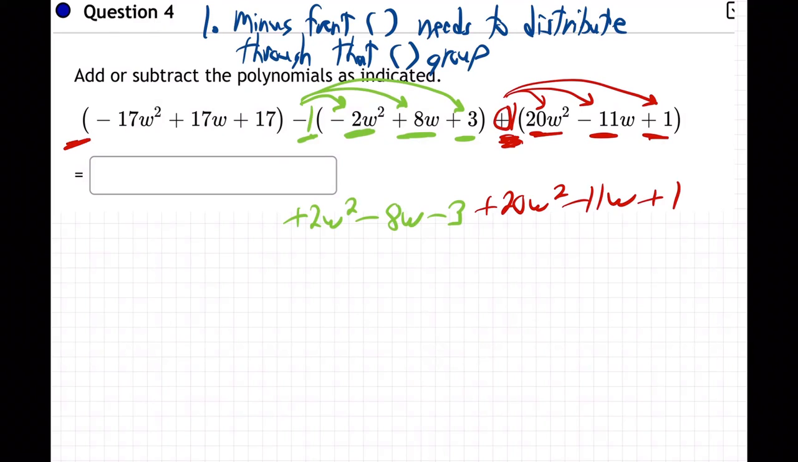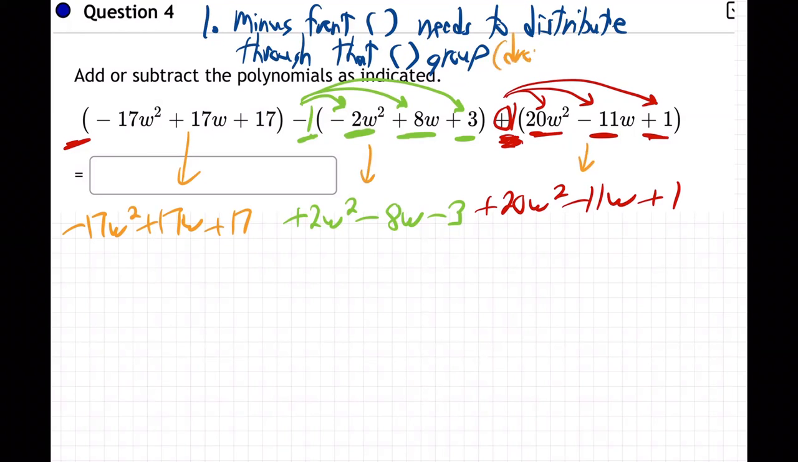Same thing goes here. There's nothing in front of this parenthesis. I'm just gonna drop the parentheses because there's nothing to it. It's not going to change anything. So minus 17w squared plus 17w plus 17. So just bring this one down. This one just came down. All right, and this one came down, changed. All right. So now the parentheses are gone, right?